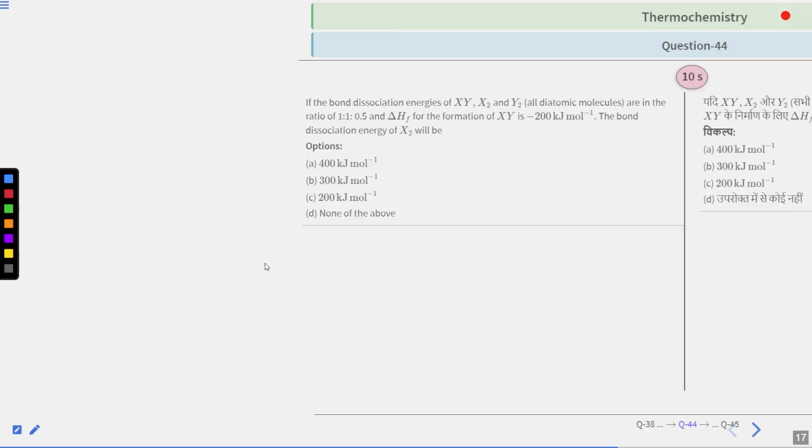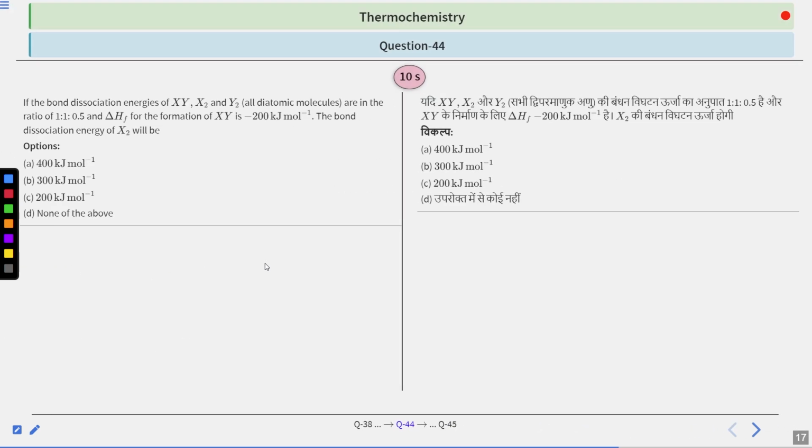Next question. If the bond dissociation energies of XY, X2 and Y2 are in the ratio given, and delta H formation of XY is minus 200 kilojoule per mole, what is the bond dissociation energy of X2? The options are A 400 kilojoule per mole, B 300 kilojoule per mole, C 200 kilojoule per mole, and D none of these.